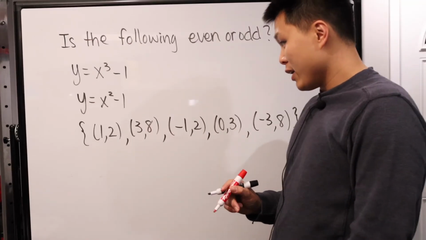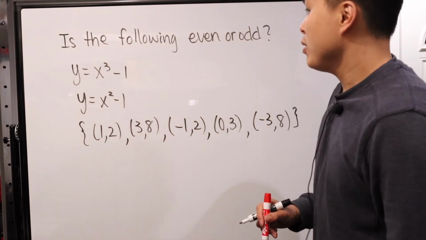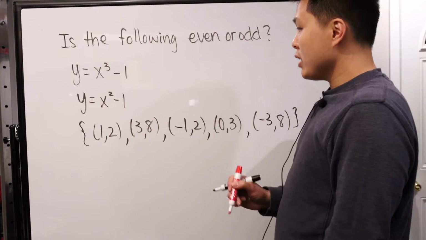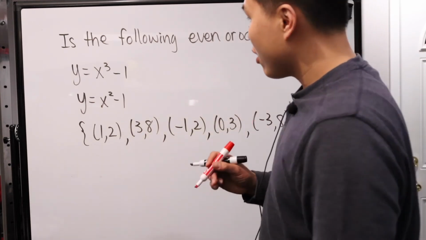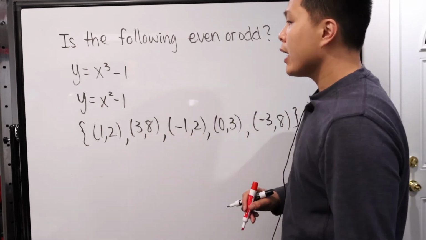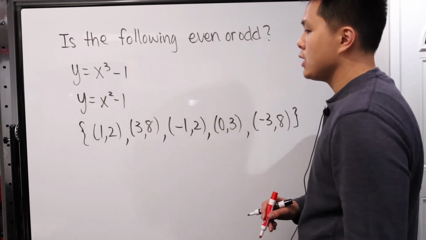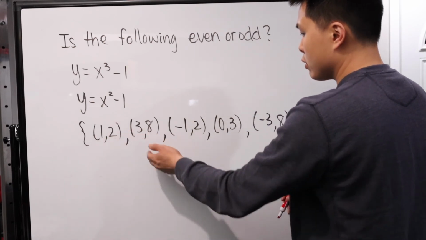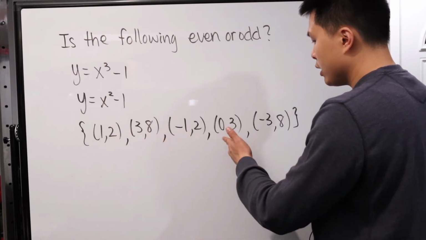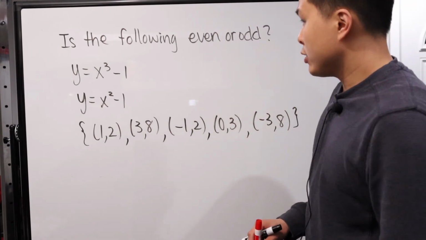Alright, so unless I miscounted, which would be very embarrassing for me, I believe this is the final problem for this video. Is the following even or odd? So once again, it plays on the definition of even and odd. So let's look at it. Y equals x cubed minus 1, y equals x squared minus 1. And then the last one, you have this set of points: 1, 2, 3, 8, negative 1, 2, 0, 3, and negative 3, 8.